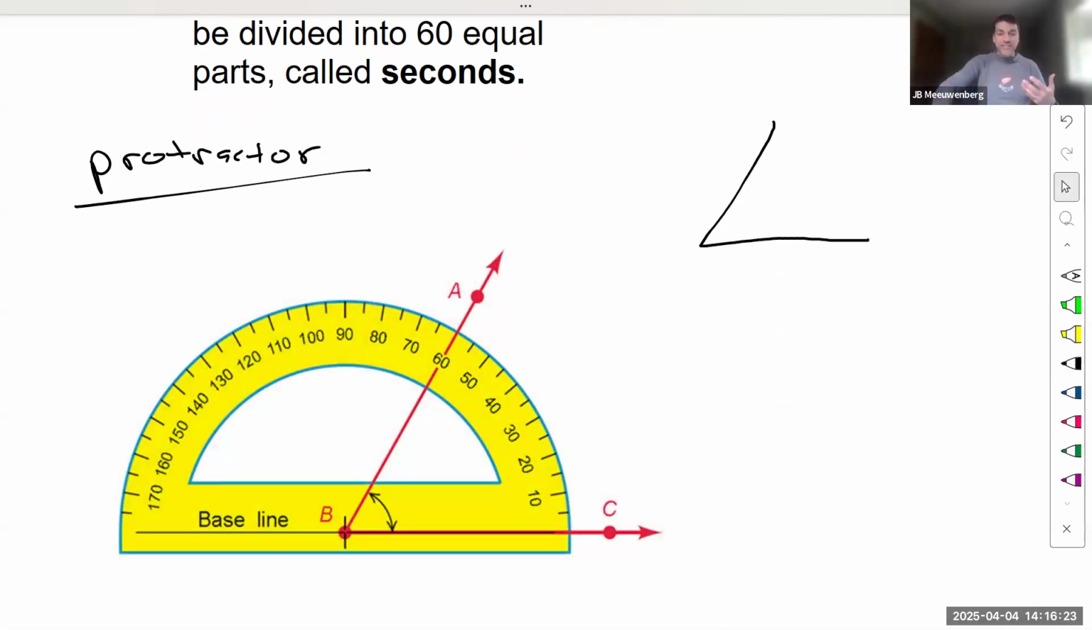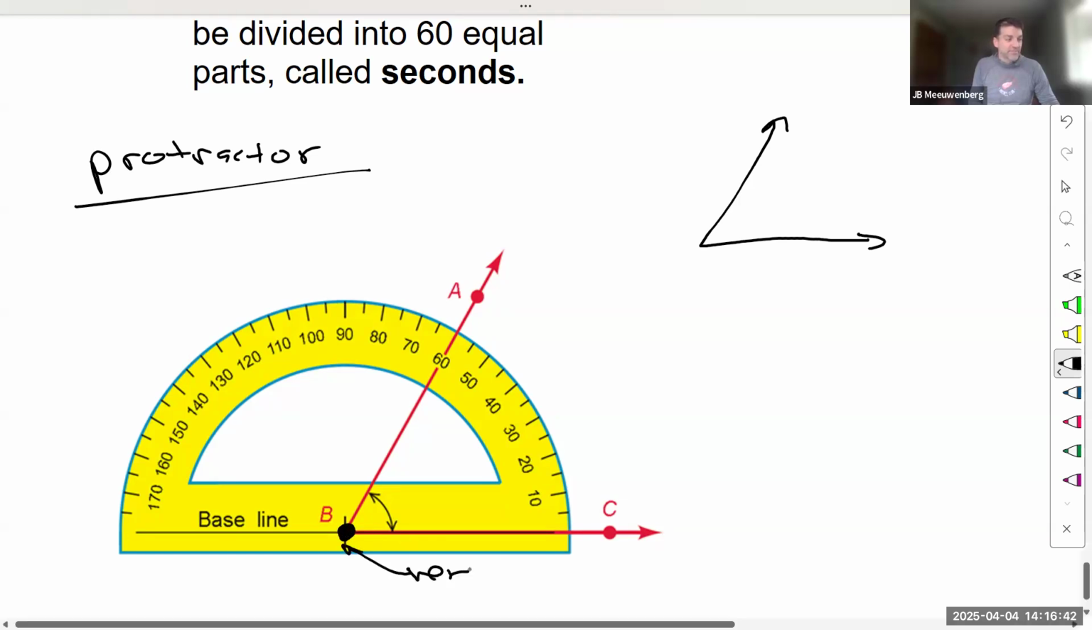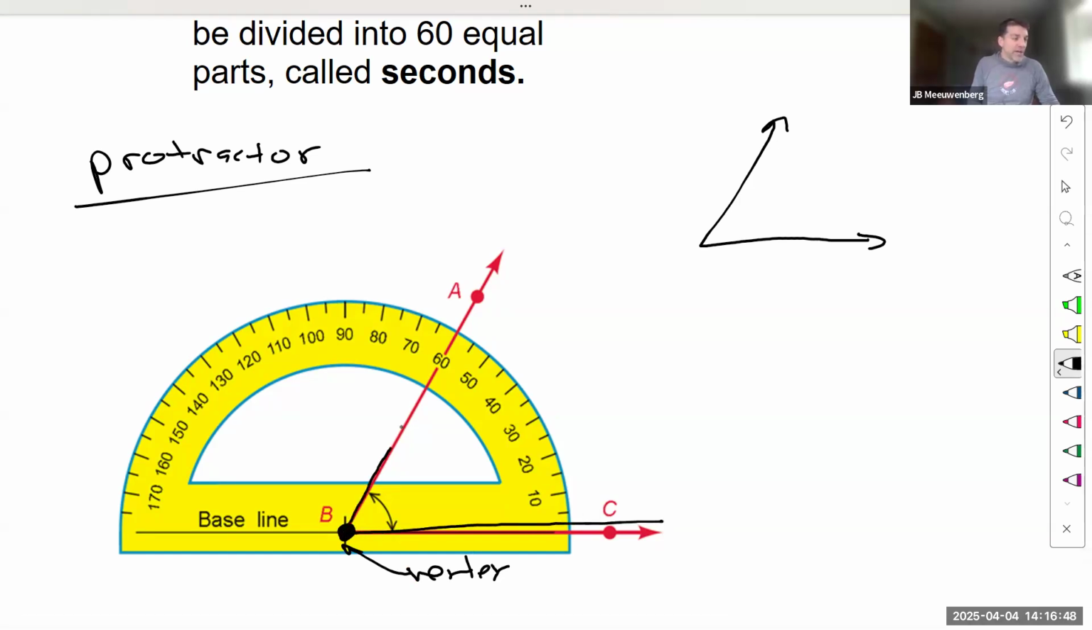And so how do we use it? Well, if you have an angle like this, two rays going off in those directions, there's usually a small little hole right there that you would line up the vertex with. So you'd always put your vertex here. You would make sure one of the lines is at 0, and then you follow where the other line hits the edge of the protractor, 60. So we know that that is a 60-degree angle. And so angle B in this case is 60 degrees.